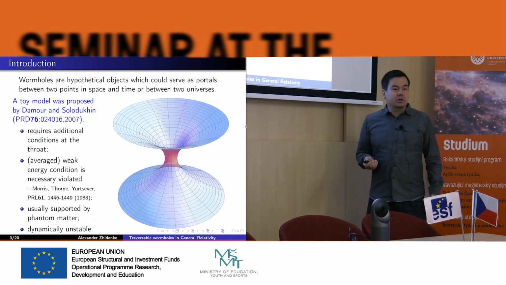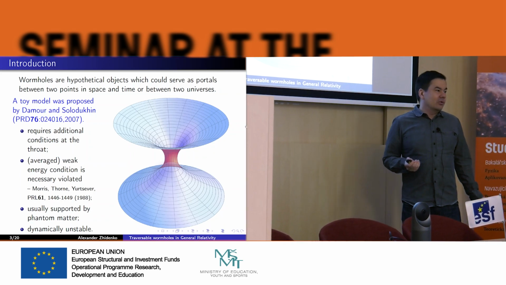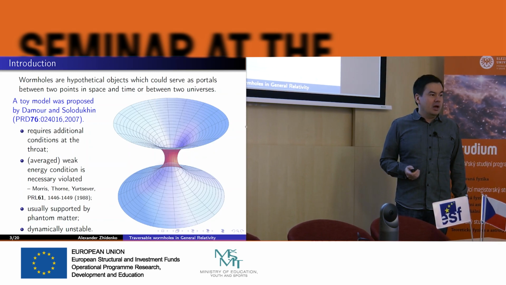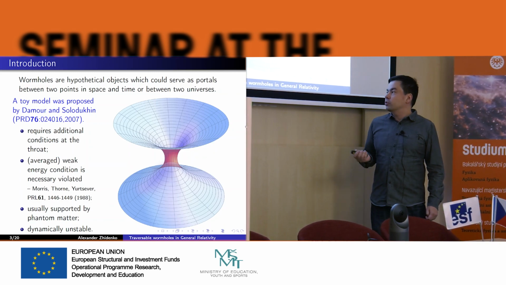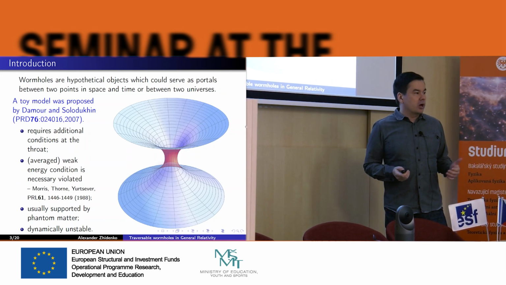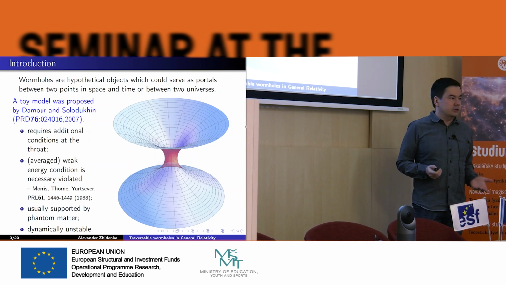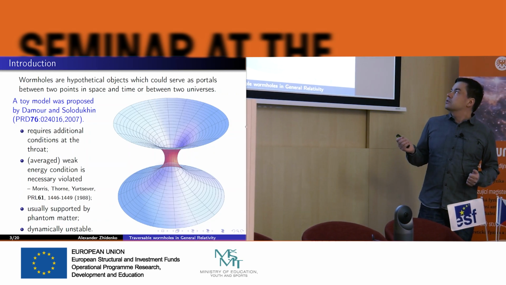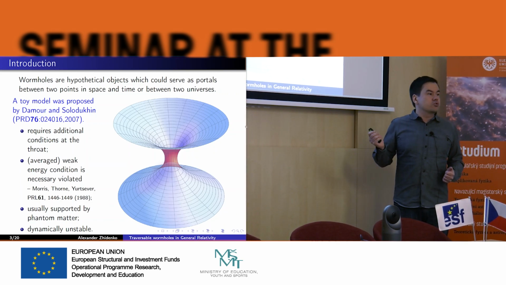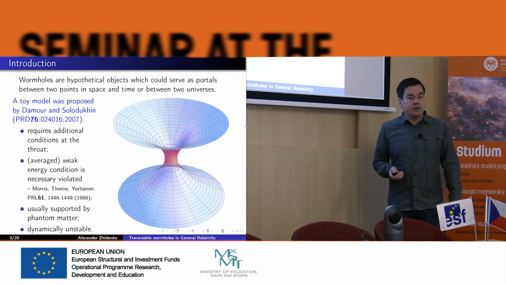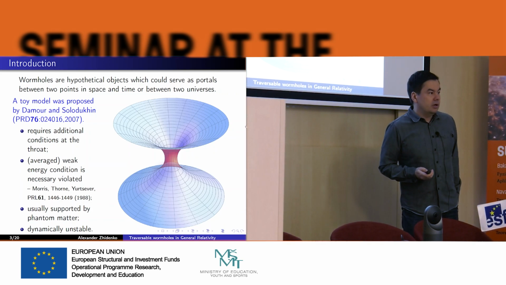Well, and of course, we have no experimental evidence of the wormholes, but we are talking here about theoretical models. And the question which I want to ask is if it's in principle possible to have a solution in general relativity which has the solution like this, like a wormhole. And the answer apparently is yes.